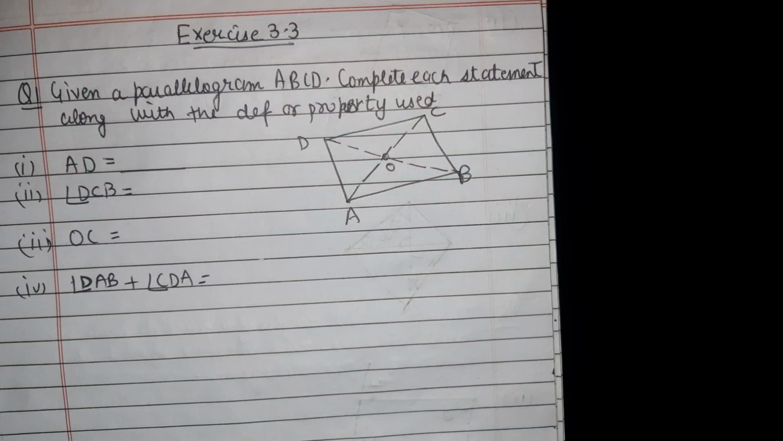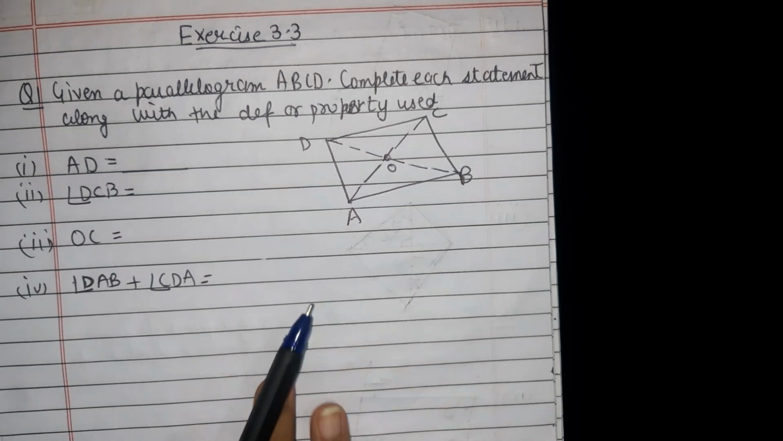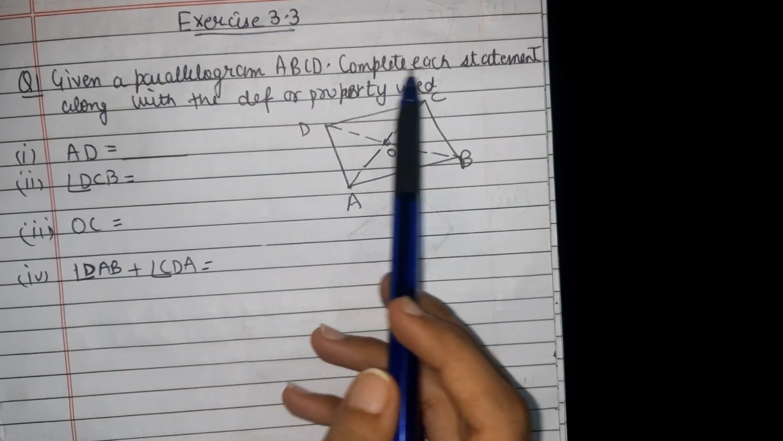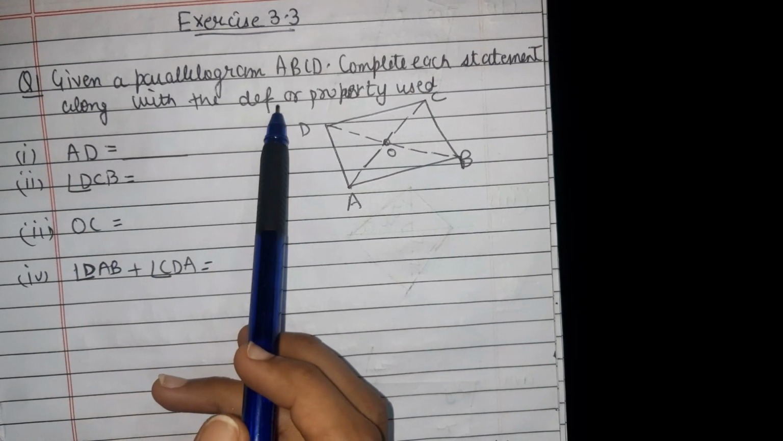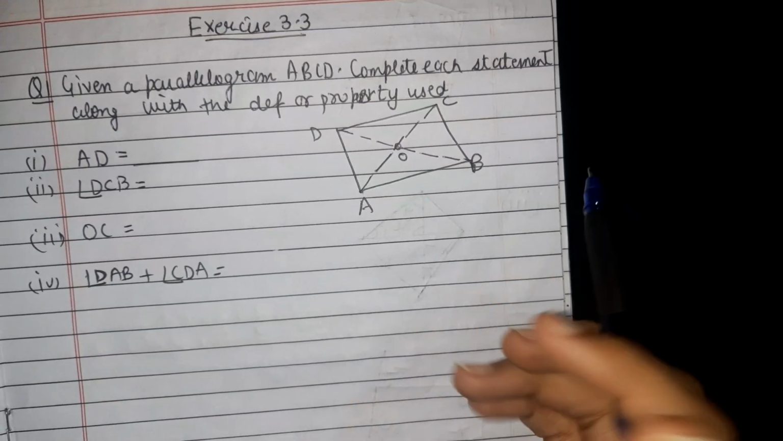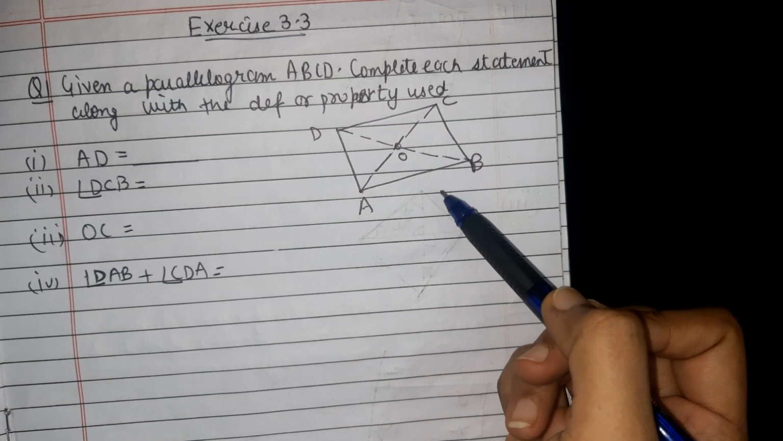Today we will understand exercise 3.3 of chapter Understanding Quadrilaterals. So the first question is, given a parallelogram ABCD, complete each statement along with the definition or property used. So in the introduction part video, we have discussed all the properties of a parallelogram.